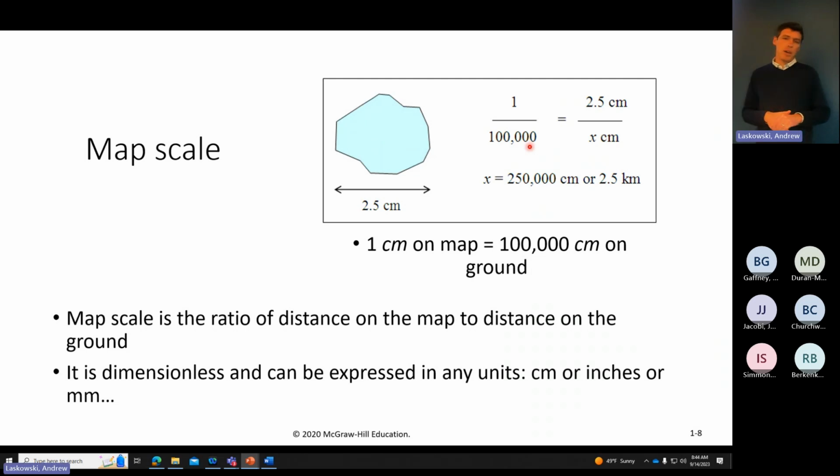Typically, when you see maps that are designed to be used with inches, you'll see scales like 1 to 12,000, 1 to 24,000, because those are numbers that are easily divided by 12 inches per foot. When you see maps that are designed to use the metric system, typically they'll use nice round numbers like 100,000, because 100 centimeters is equal to a meter, etc.